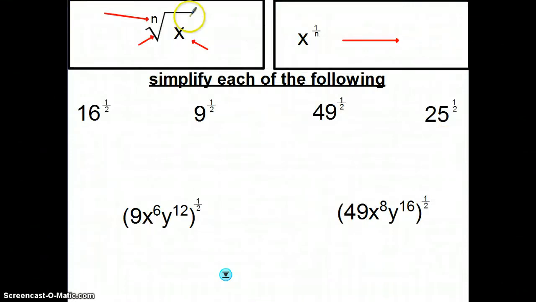Now, just as a reminder, some terms that we've already been using in this lesson. The index is the little number inside the check mark of your radical. The check mark itself is called the radical, and the number inside the radical is called the radicand.